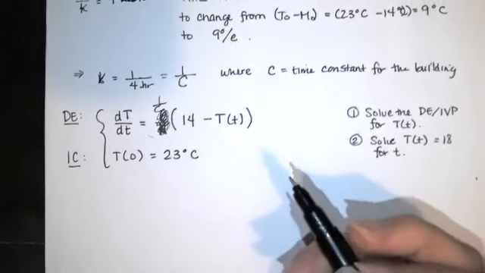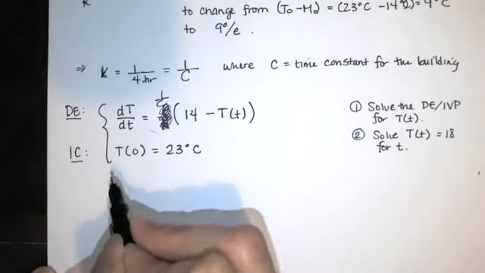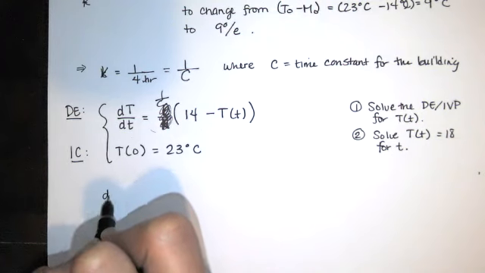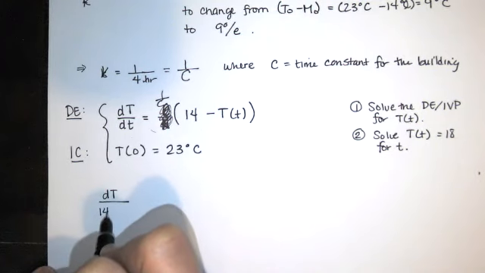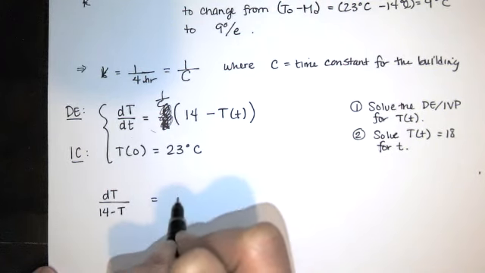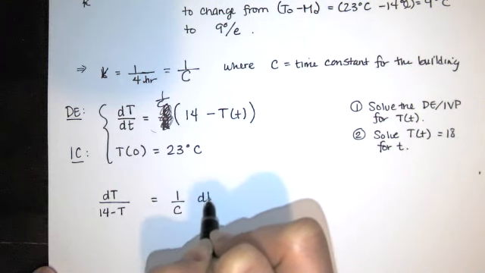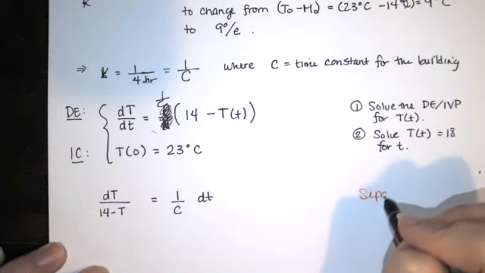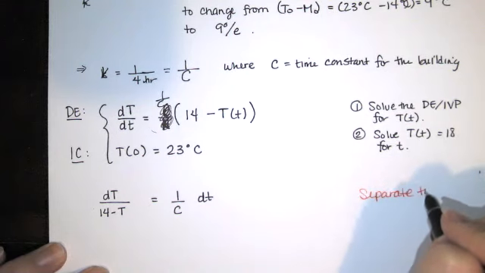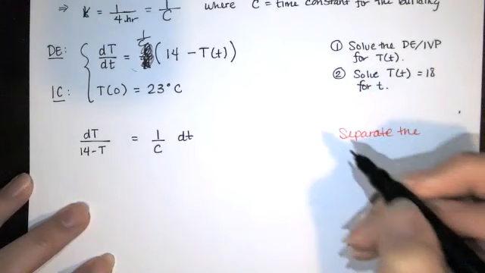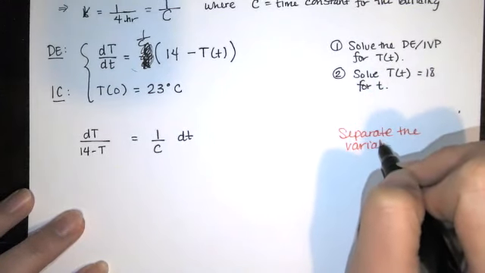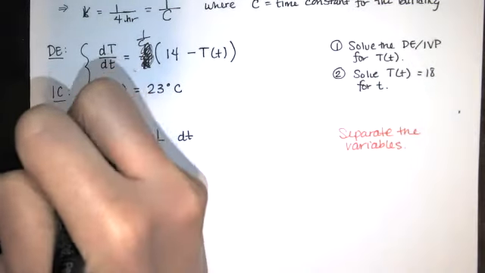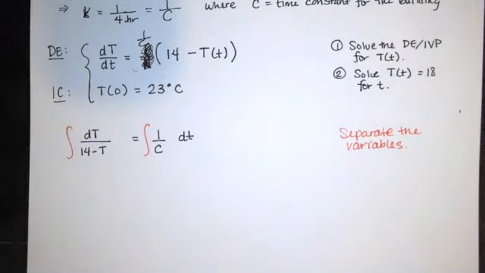Okay, so first let's solve the differential equation. Well, this is separable. So I would divide both sides by 14 minus T and multiply both sides by dt. Then once those variables are separated, we want to anti-differentiate both sides with respect to the variable on that side.